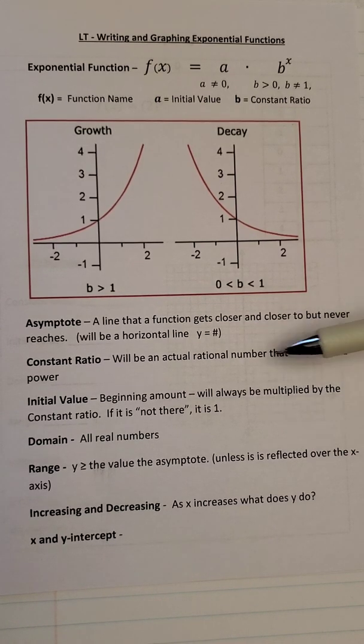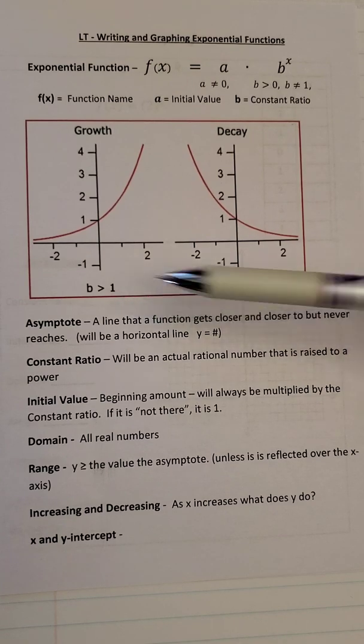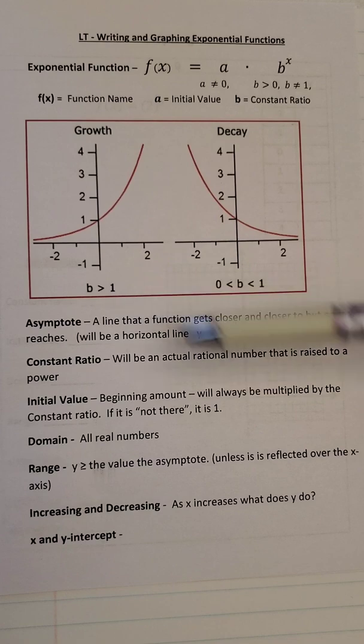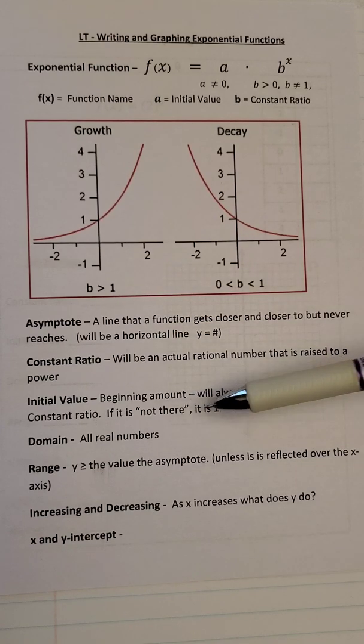We're going to move on to constant ratio. We've talked about the constant ratio. It's that b part. It's what you multiply the previous number, the y value, by to get to the next one. It's always going to be a rational number. It's going to sometimes be a fraction when it looks like this, that's between 0 and 1. And sometimes it'll be a number that's bigger than 1. Initial value is that a part.